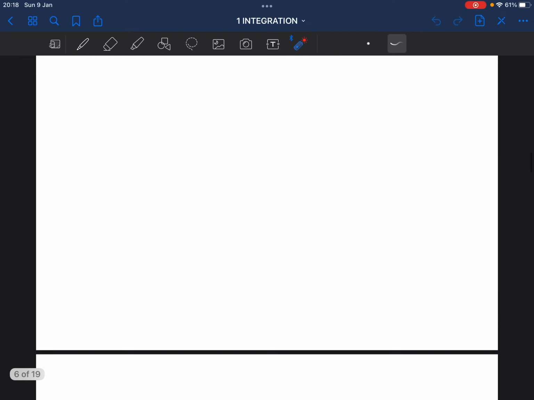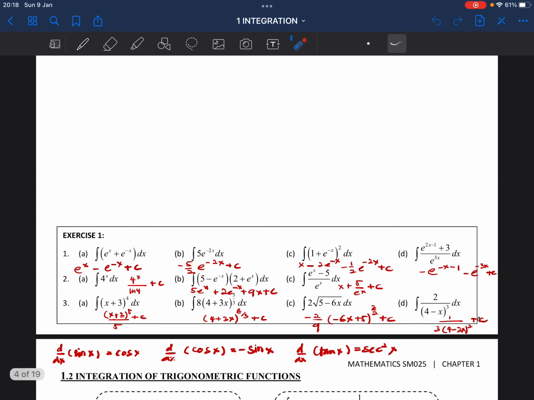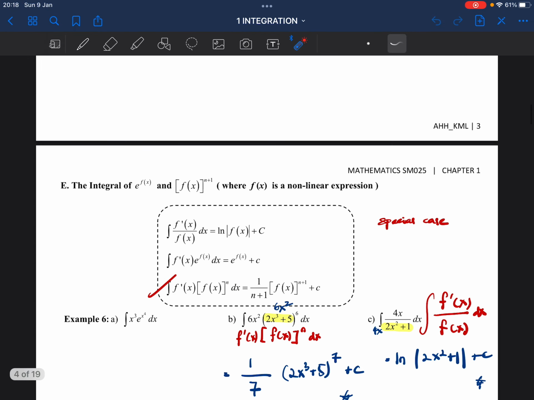Okay, so if you remember in the previous subtopic, I said something about a special case. So this part here, you can actually solve by using substitution. So that is why it is a special case.